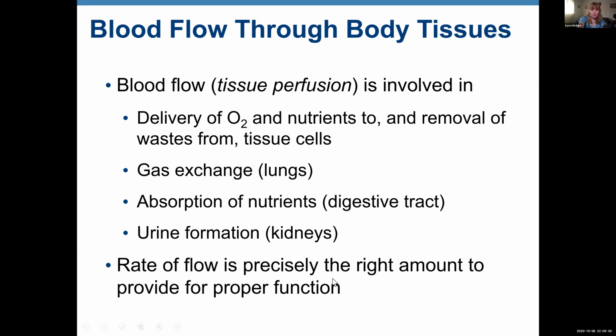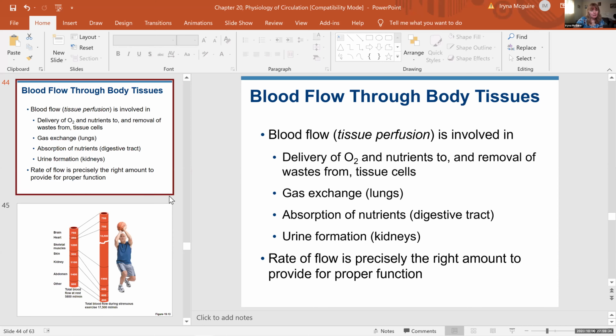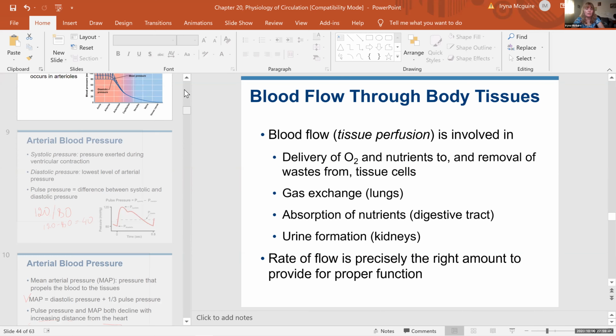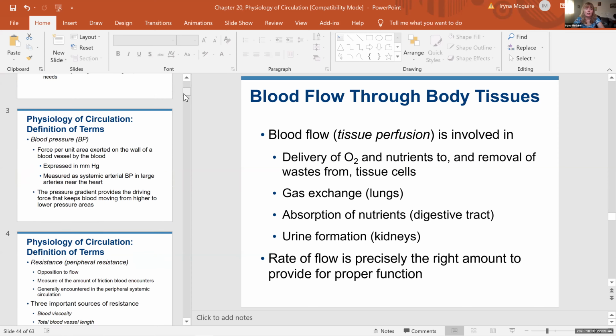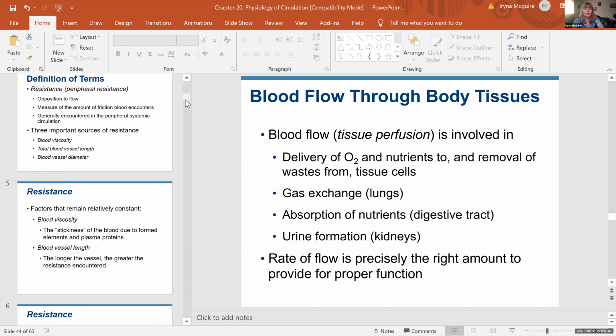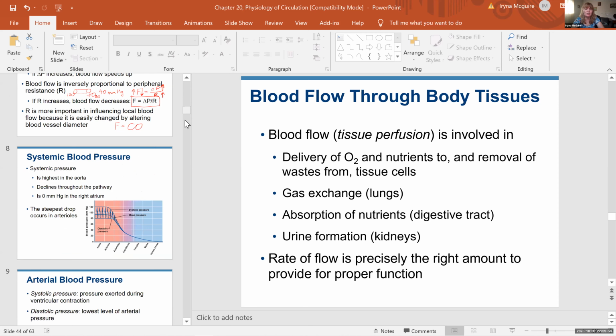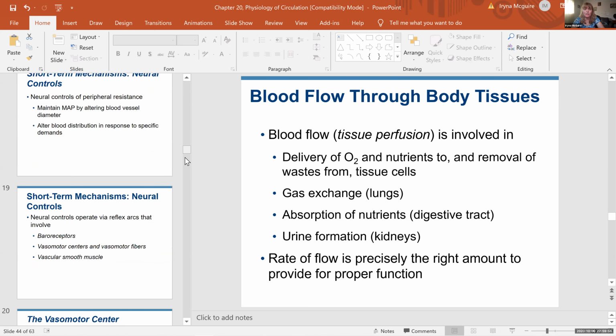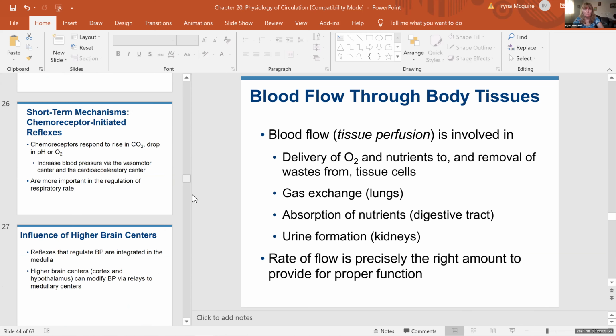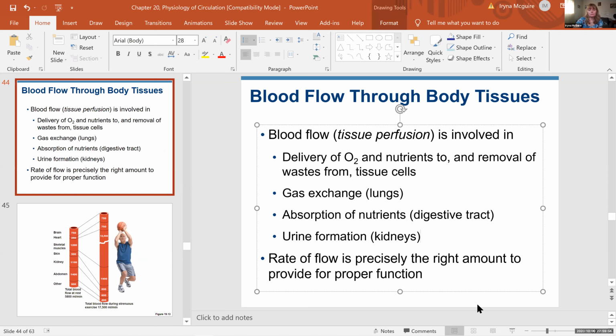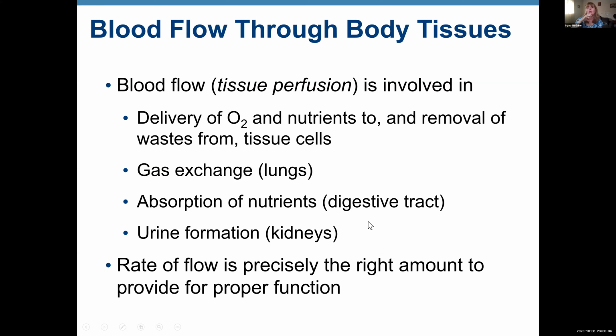Okay, so next part of this chapter, we will talk about blood flow through body tissue. So what we talk about over here is blood flow, blood pressure, cardiac output, resistance, and how your body regulates blood pressure. So all this, good stuff. But now, we pretty much talked about blood flow through the arteries of your body. Now, blood flow through body tissues.